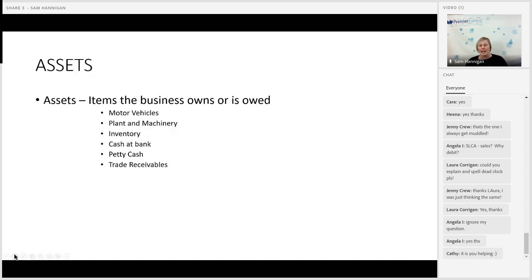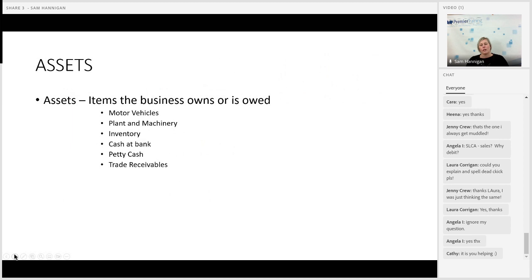Okay then, so assets. Assets are something that the business owns or is owed. Okay, so when you're doing computerized accounts, when you look at a nominal ledger, for instance, the top part is all your statement of financial position, which is your balance sheet. So they're all the assets and liabilities and things that the business owns and is owed. And then you move down to your sales, then you move down to your cost of sales, and then you move to your expenses.